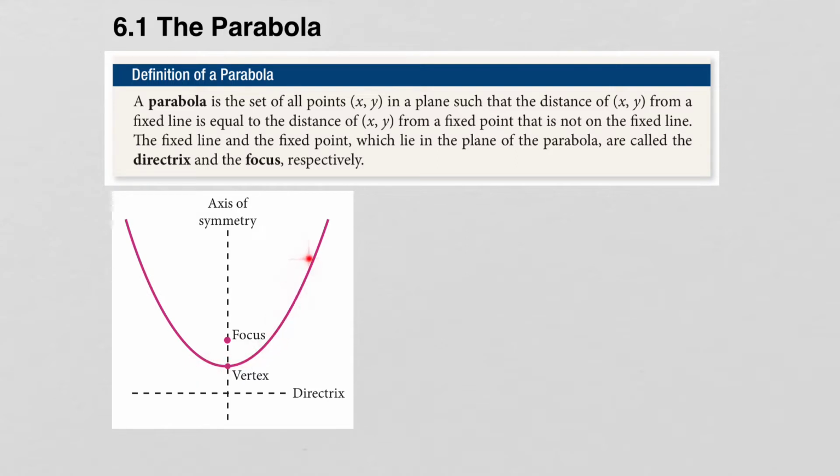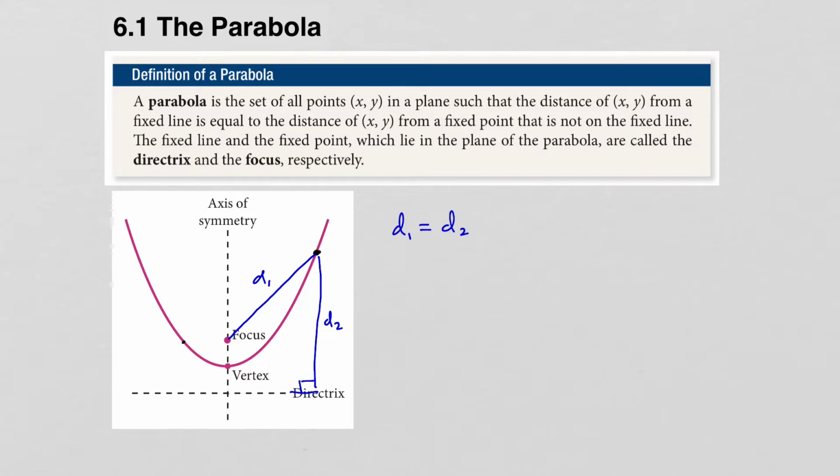And the significance of these points is that if you pick any point on this parabola and you find the distance from that point to the focus and the distance from that point to the directrix, those two distances are equal to each other. So if I call this D1 and I call this D2, D1 is equal to D2. And it doesn't matter where we choose the point.